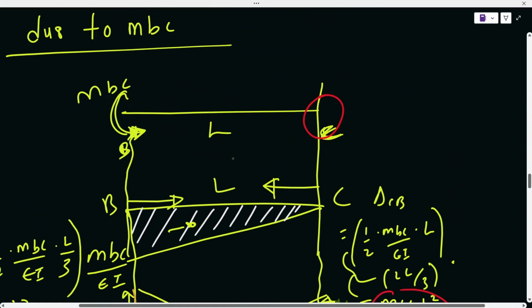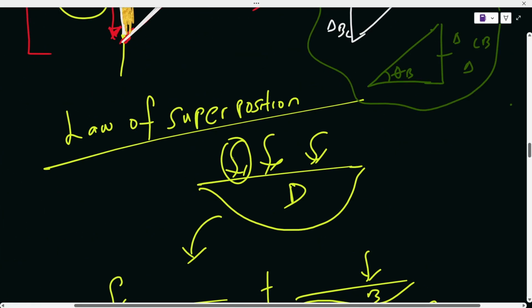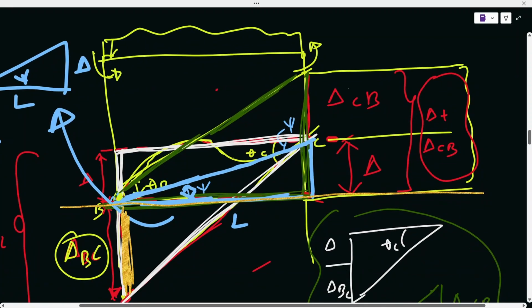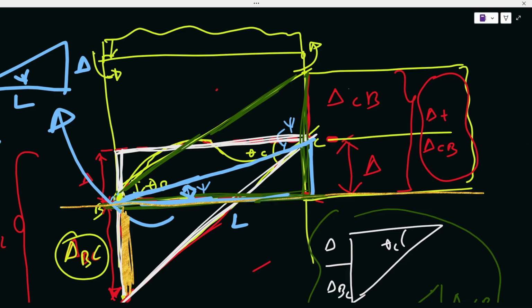Why am I even saying up? Why am I favoring up now? I'm favoring up now because delta CB is above the undeformed axis. Can you see? It's above, so I'm favoring up. That is, my thetas must also be up.